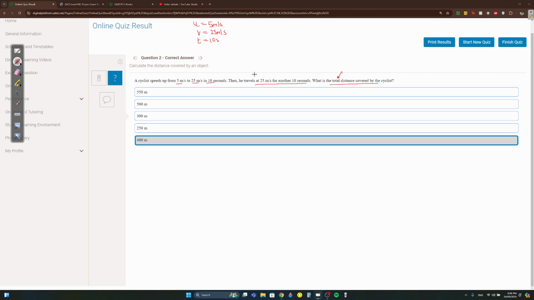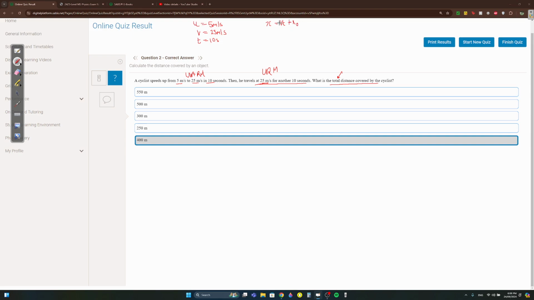When you want the total distance, you have to add up the distances. In this case, this is UARM. But this one here is not UARM, it's URM because it's a constant velocity of 25. And in URM, there's only one formula, and it's x equals vt plus x naught.